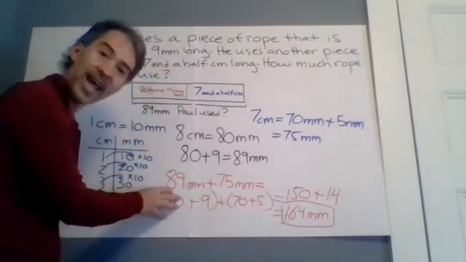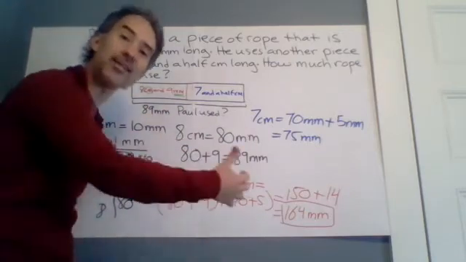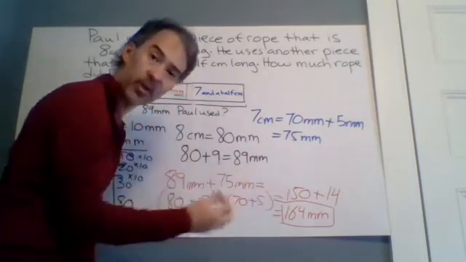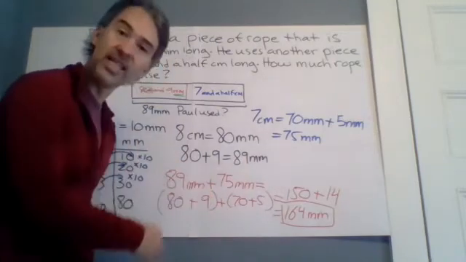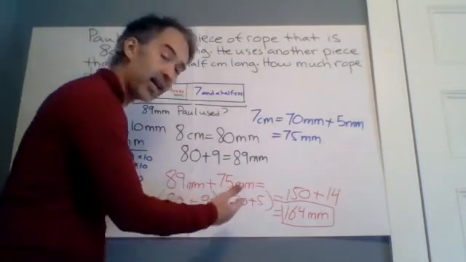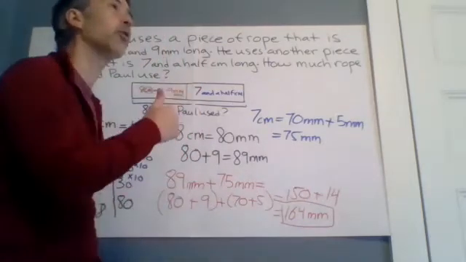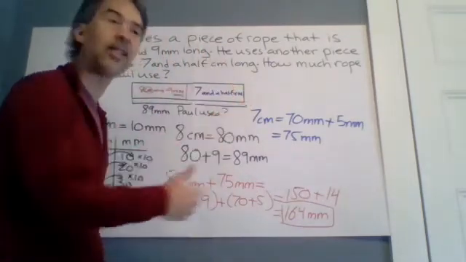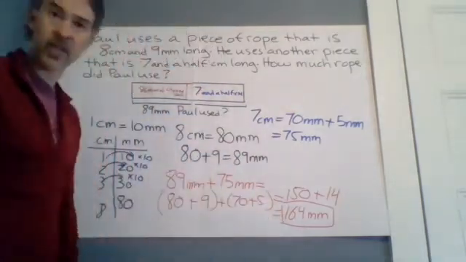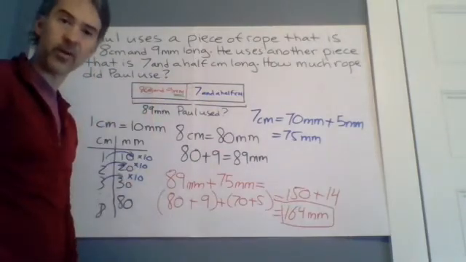So what's 80 plus 70? What's 8 tens plus 7 tens? I get 15 tens or 150 millimeters. What's 9 and 5 more? 14. So then I know that it's 150 plus my 14. So 150 plus 10 is 160, plus 4 more is 164 millimeters. So Paul altogether used 164 millimeters.